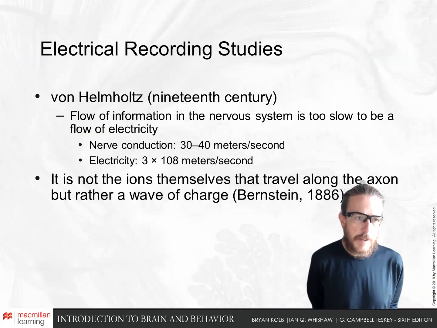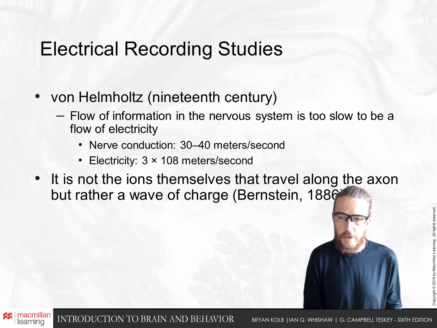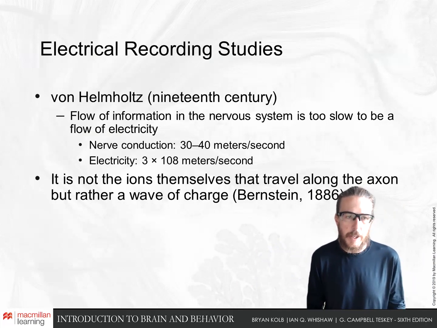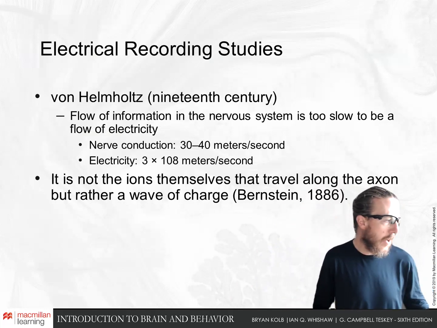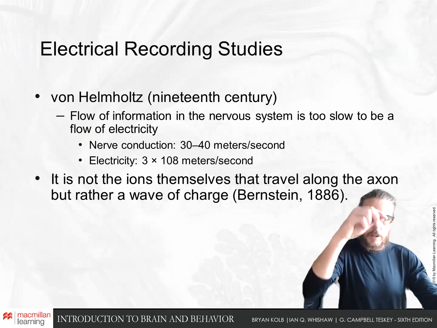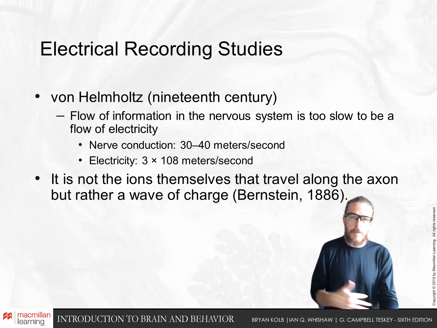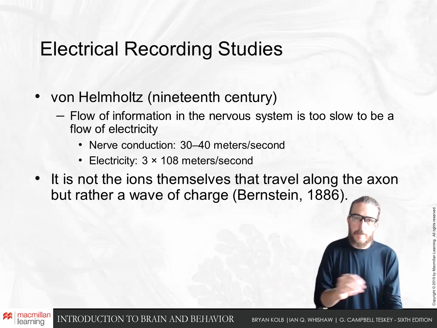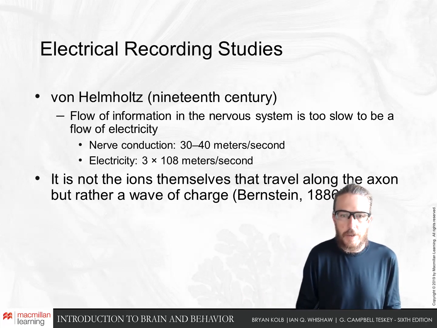Von Helmholtz in the 19th century realized that the speed by which the information was moving down axons was too slow, that it couldn't possibly be electricity that was moving, like in the wires in our offices, where it's moving at the speed of light. He proposed that instead it was moving much slower. And so it was thought that maybe it's not actually the electrons that are moving, but a wave of information moving down the axon, which we'll see turned out to be true.